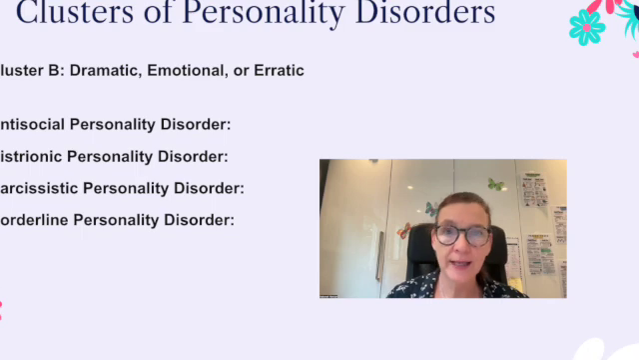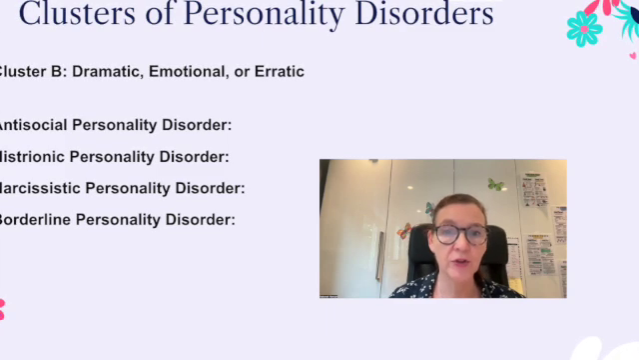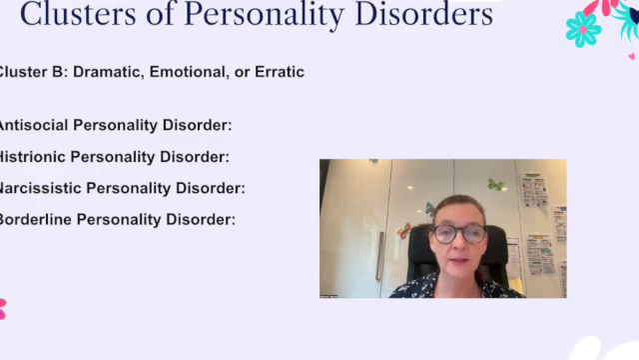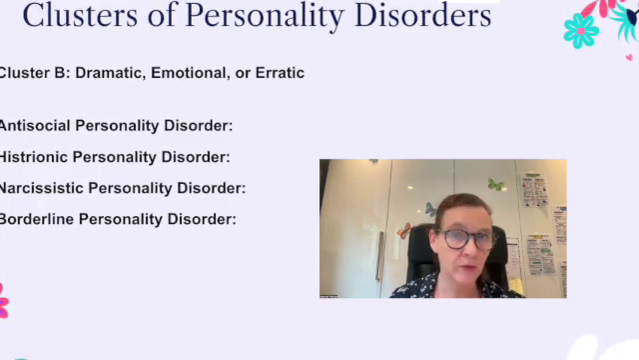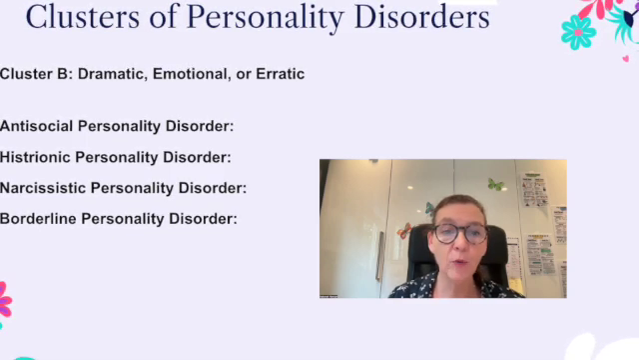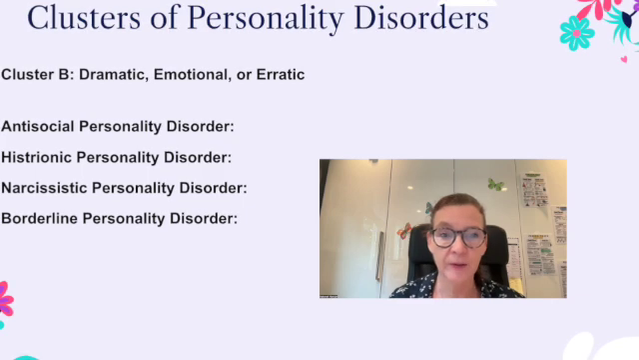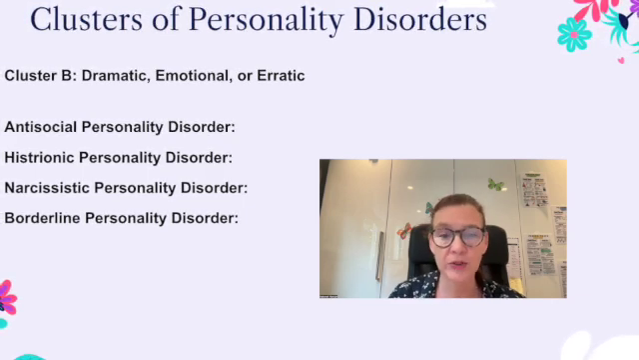This cluster is characterized by intense emotions, impulsive actions, and often unstable relationships. These disorders are more likely to draw attention due to the outward expression of symptoms. Let's start with antisocial personality disorder. The symptoms are a disregard for others' rights. They're deceitful, impulsive, and remorseless. For example, someone who repeatedly breaks the law or manipulates others for personal gain.